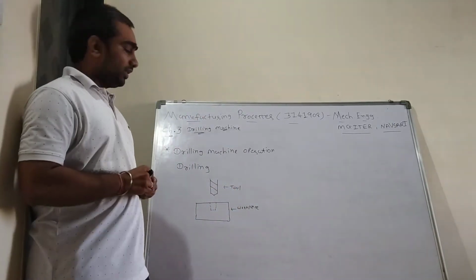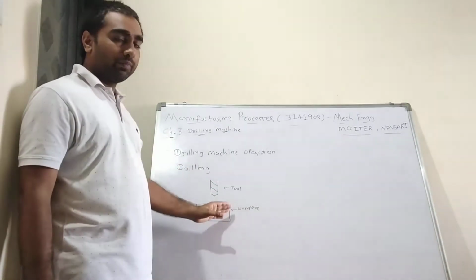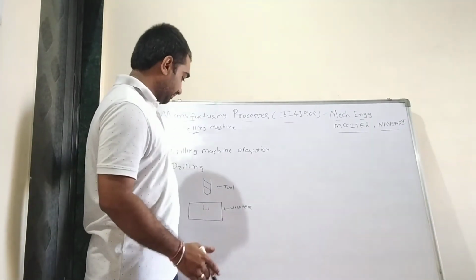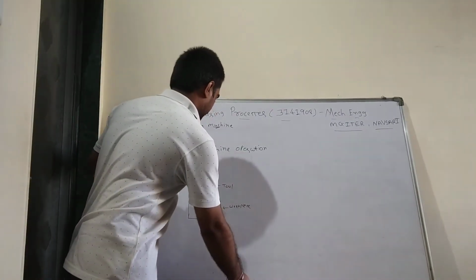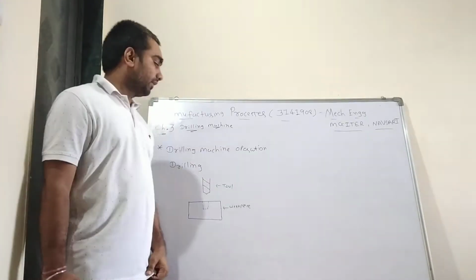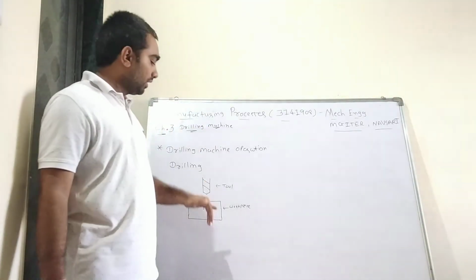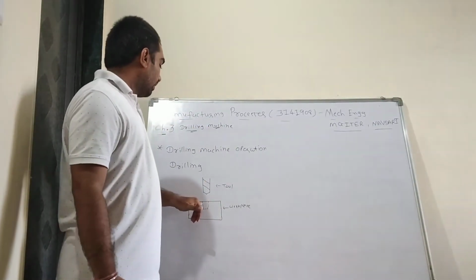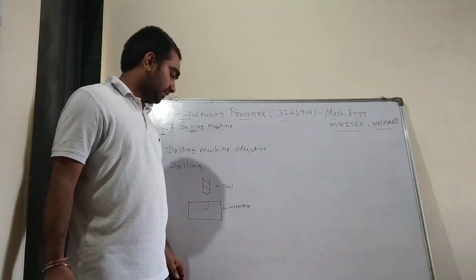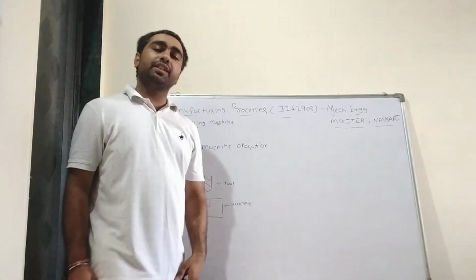Okay, so in the figure of the drilling operation, this is the tool and this is the workpiece, and the hole is created by the tool. The tool is fed to the workpiece by the feeding mechanism and the hole is created in the workpiece. The second operation is reaming.